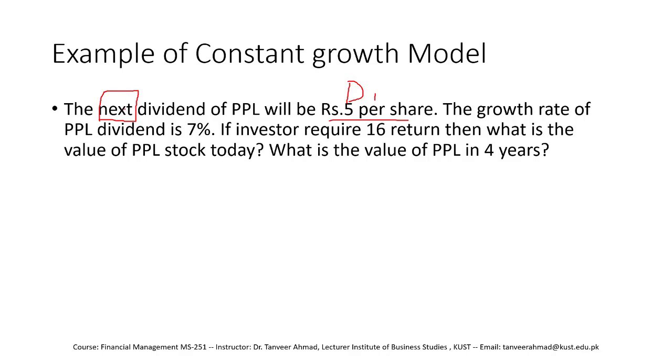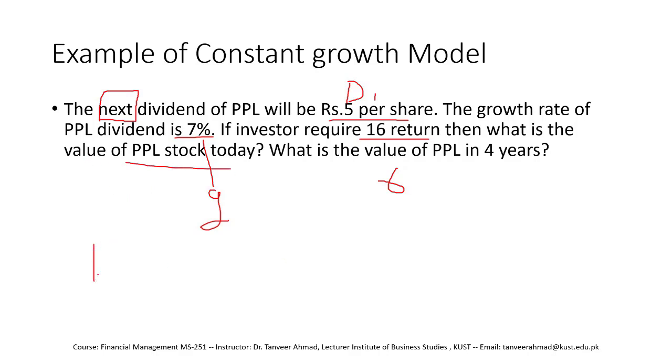Or let's say if they say that a dividend after 4 years would be 5 rupees, then that would be D4, because it is a dividend after 4 years. So this numeric number represents the time period. The growth rate of PPL dividend is 7%. This is RG. If the investor requires 16% return, this is RR. Then what is the value of PPL stock today?